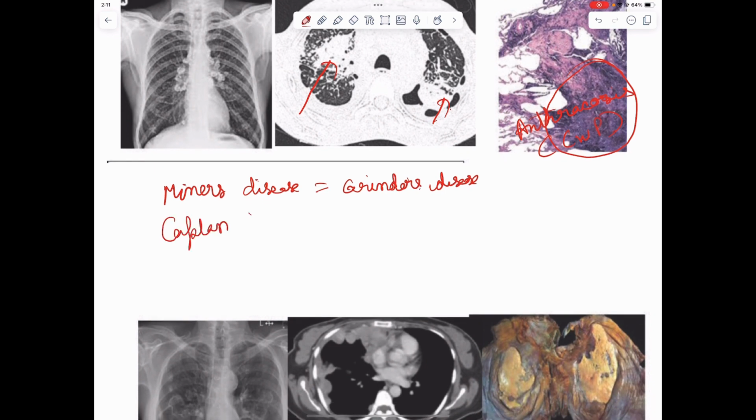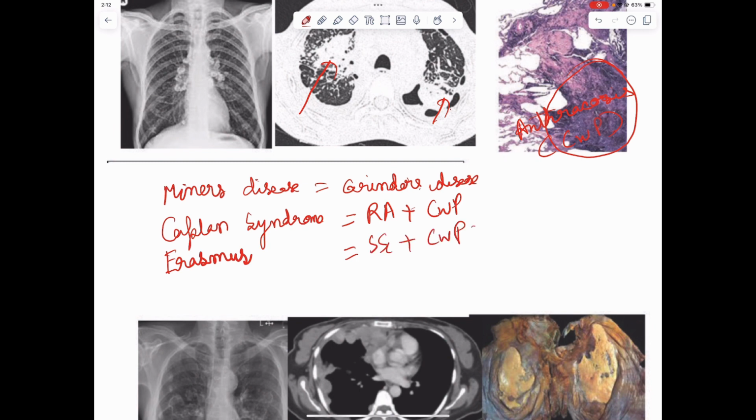Now Caplan syndrome, remember Caplan and Erasmus both are syndromes. So in Caplan, you will have rheumatoid arthritis plus coal worker pneumoconiosis, and in Erasmus, you will have systemic sclerosis plus silica pneumoconiosis. See, Erasmus, we have Rus, it does not have E, empty of Rus.